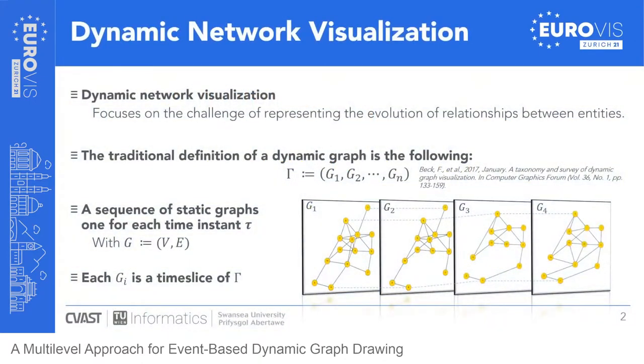Dynamic network visualization focuses on the challenge of representing the evolution of relationships between entities. Traditionally, the definition of a dynamic graph is the following: a sequence of static graphs, one for each time instant tau, which gi is a time slice of gamma. We can see a representation of this concept in the picture in the bottom right corner of this slide.